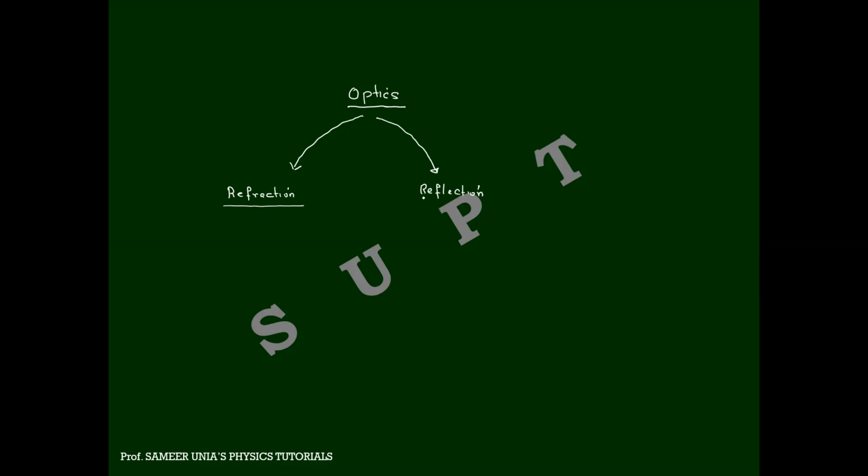Optics comprises of two parts. One was refraction and the other is reflection. I can make it more broader. Okay, whatever we have done, it's refraction of light. Reflection is still left, which will be done after your vacations.